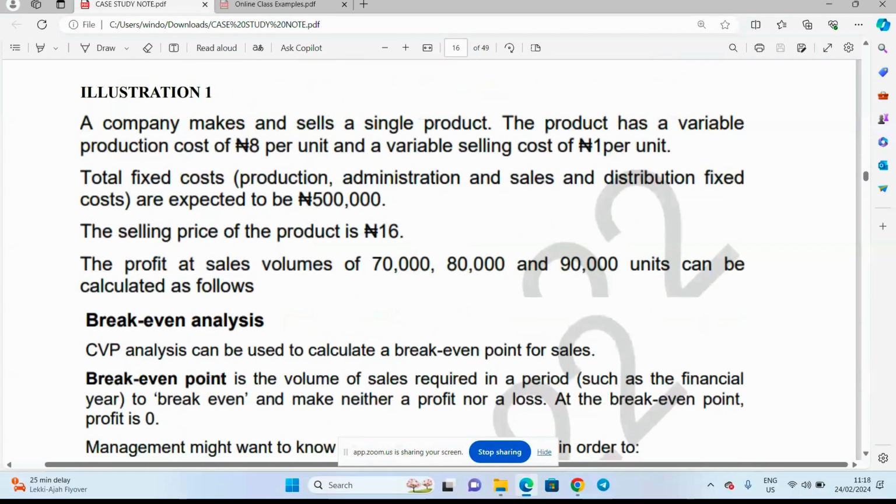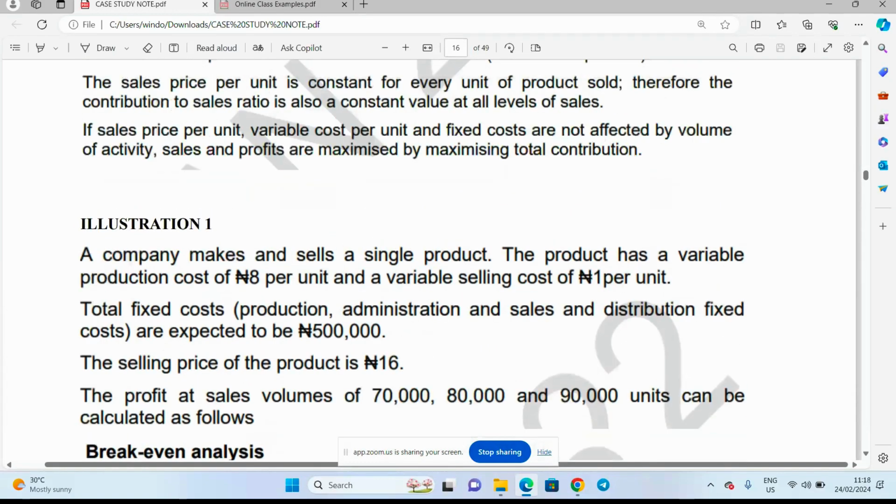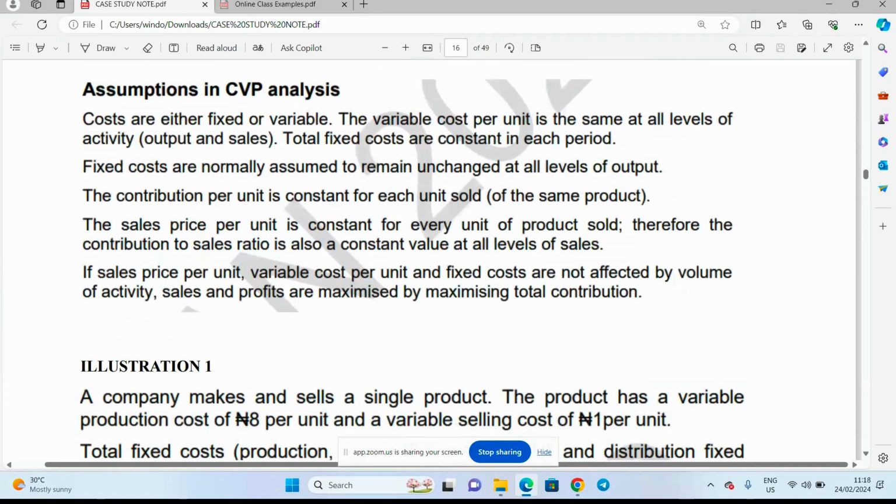Can somebody read illustration 1 for us? Sorry for cutting you short, let me quickly run us through these assumptions so that you will understand what we are doing. Assumptions in cost volume profit analysis: costs are either fixed or variable. It means the variable cost per unit is the same at all levels. It's just an assumption, meaning for us to work this thing, we must assume some things. Fixed costs are normally assumed to remain unchanged at all levels of output, meaning fixed costs will remain constant.